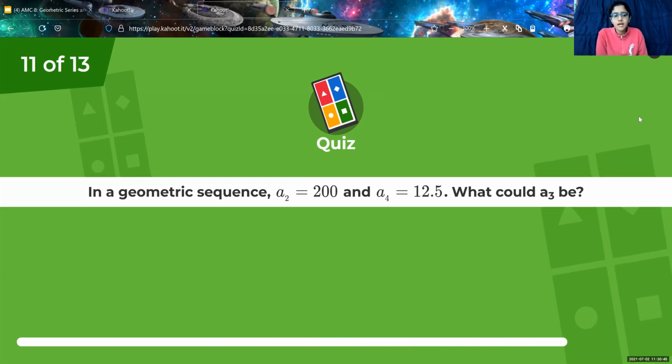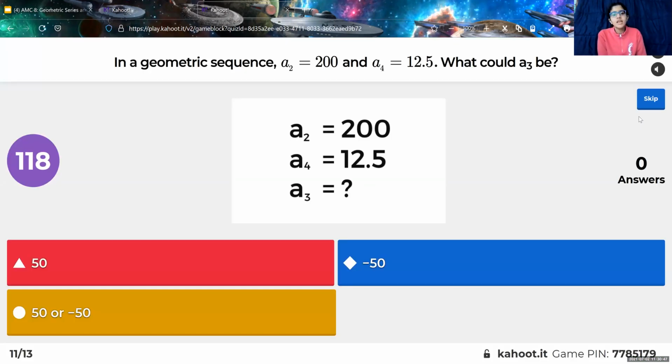In a geometric sequence, A2, or the second term, is 200 and A4 is 12.5. What could A3 be? So remember, the common ratio can be positive or negative. They haven't said anything which tells you definitively if it's positive or if it's negative.